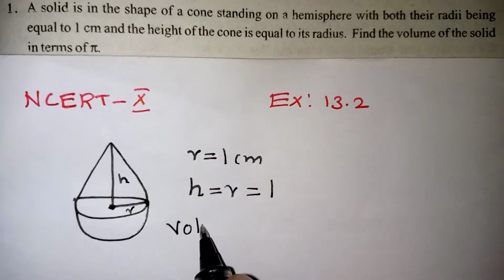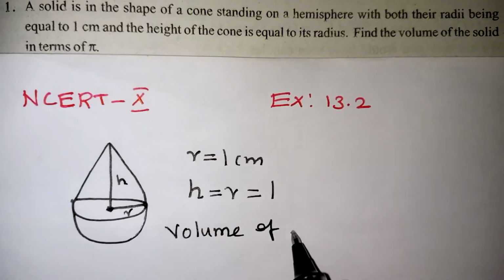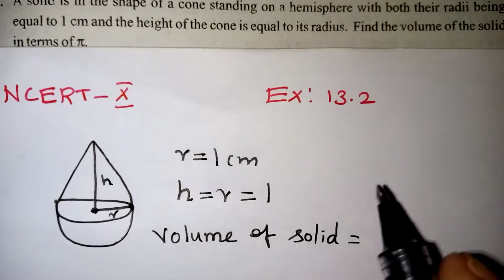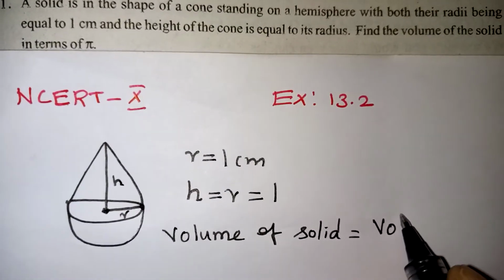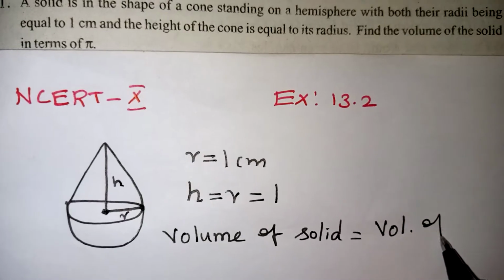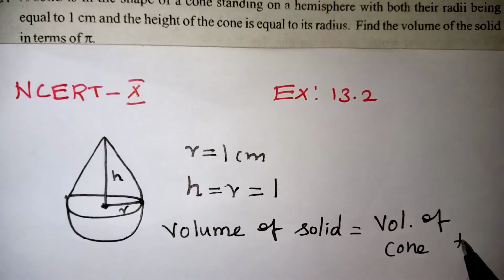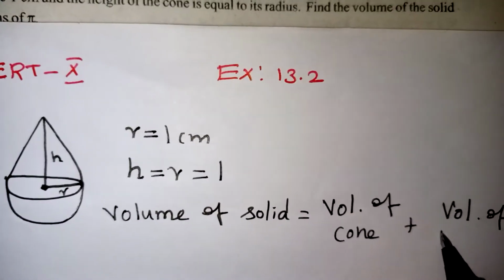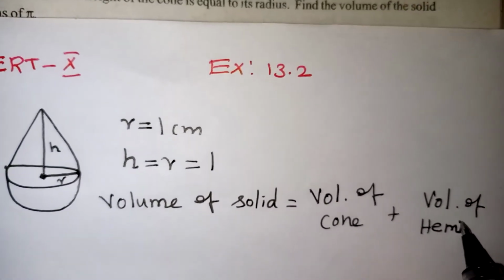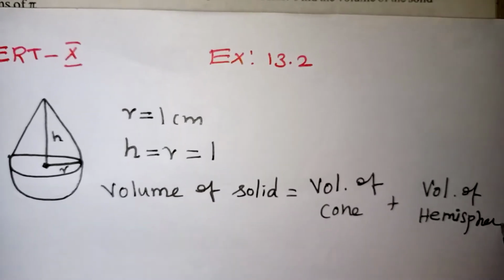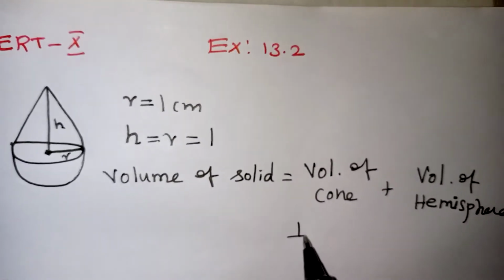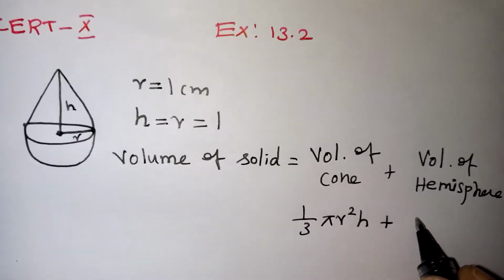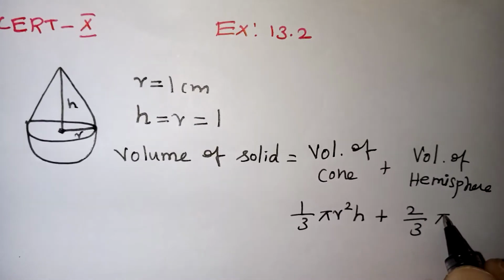So our question is the volume of the solid. Volume of the solid is equal to... what are all the figures here? Cone and hemisphere. So we have to add both. Volume of cone plus volume of hemisphere. Both we have to add to find the total volume. So we have to write the formula now. Volume of a cone is 1 by 3 pi r squared h, plus for the hemisphere 2 by 3 pi r cube.